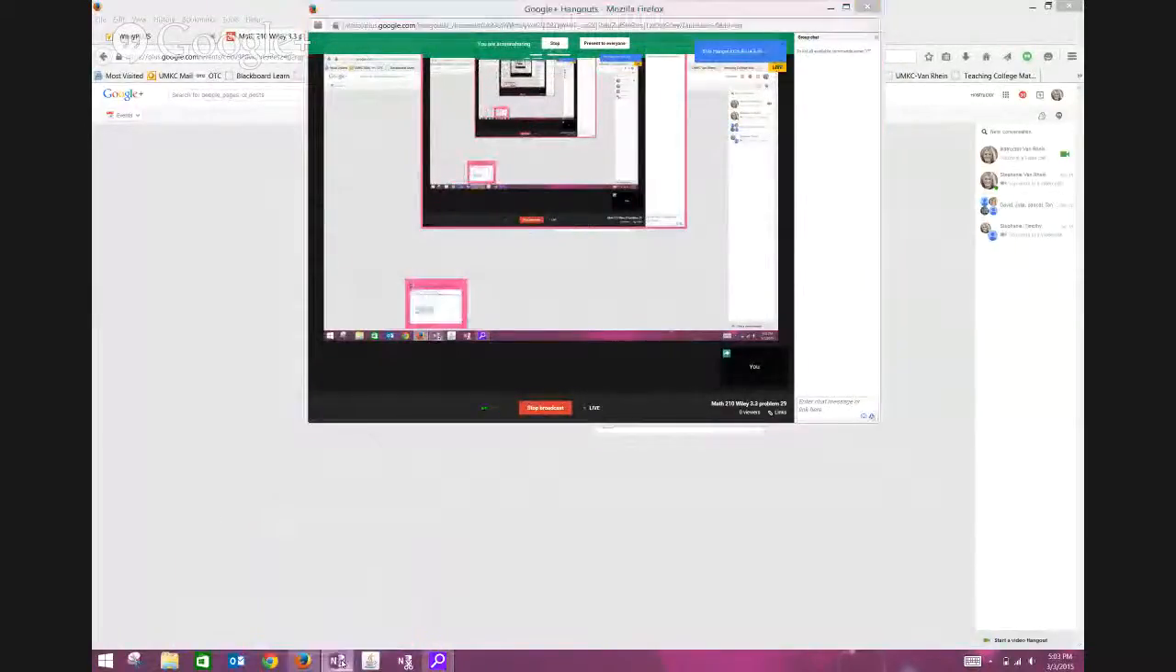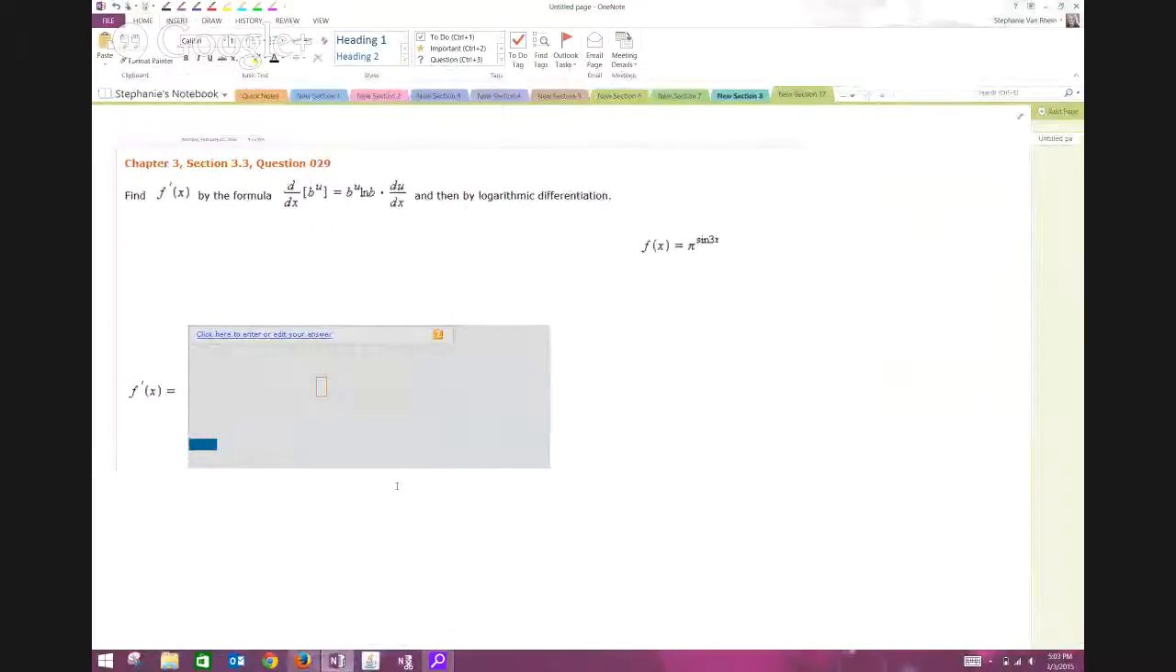Purpose of this video is to go over question 29 on section 3.3 on Wiley. And this is an example of logarithmic differentiation when you have a constant to a function, so a constant to a power that's a function. And an approach on that is going to be logarithmic differentiation.